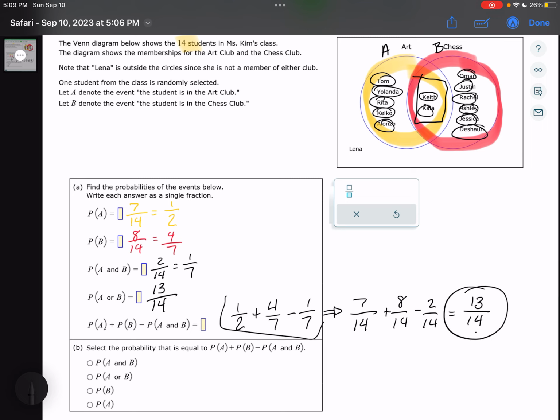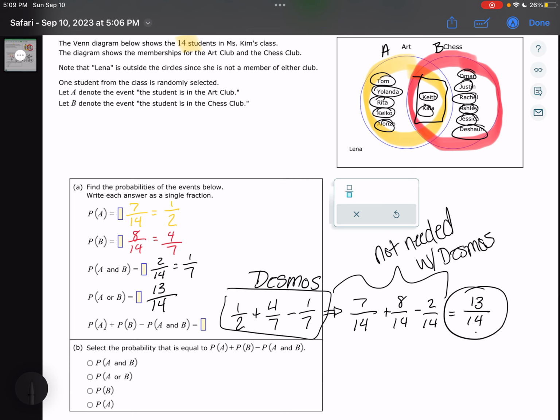Again, you can just type this into Desmos. You don't need to do this step with Desmos. Desmos would just jump you to that answer, which is fine.